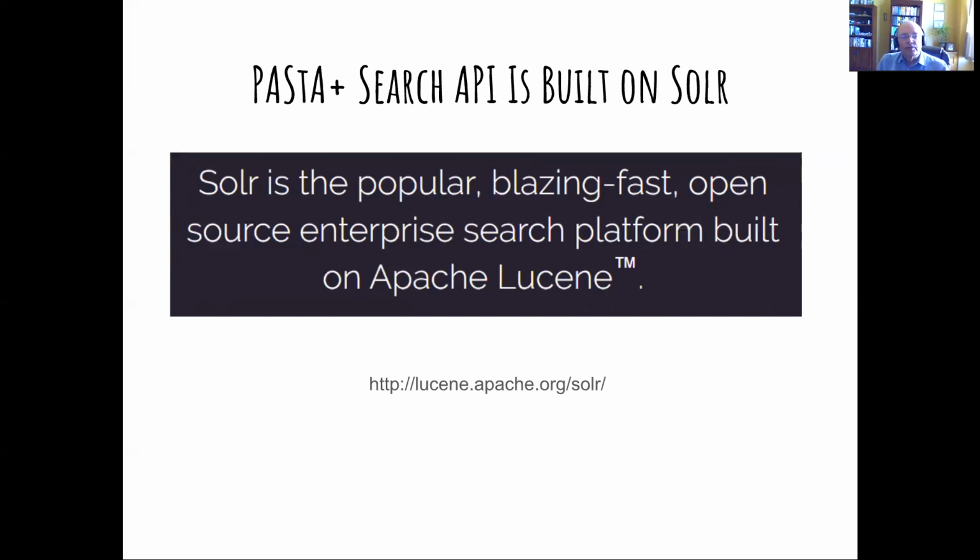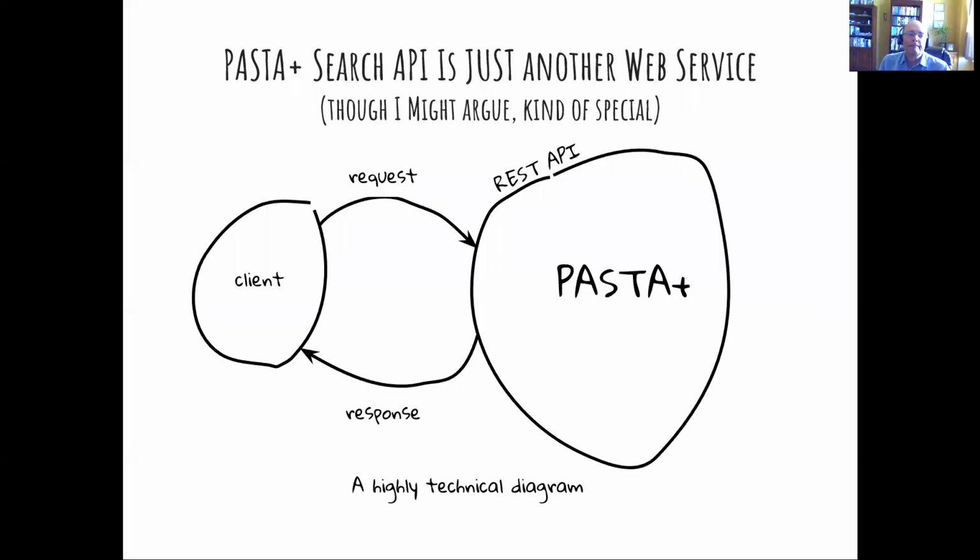The Pasta Plus Search API is built on a technology called SOLR, which in turn is built on Apache Lucene search engine technology. Very thick books have been written about both SOLR and Lucene. Suffice it to say that they are amazing technologies. I won't be able to cover them in depth, but I think that by the end of this presentation, you'll have a good appreciation for what they can accomplish and how they're used by Pasta Plus.